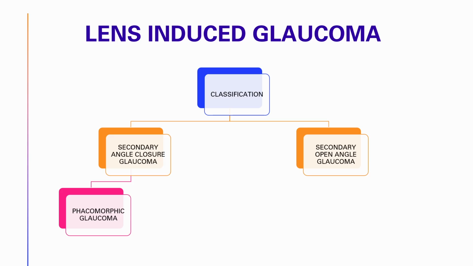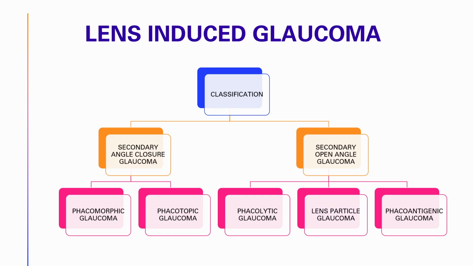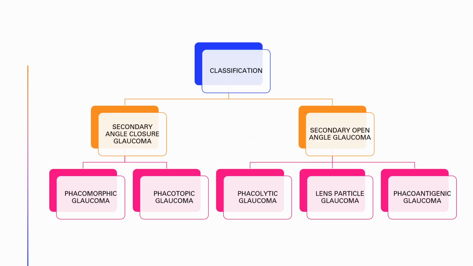Coming to lens-induced glaucoma, it is classified on the basis of secondary angle closure glaucoma and secondary open angle glaucoma. Secondary angle closure consists of phacomorphic glaucoma, phacotopic glaucoma. Secondary open angle glaucoma consists of phacolytic glaucoma, lens particle glaucoma, and phacoantigenic glaucoma. Coming to lens induced secondary angle closure glaucoma.